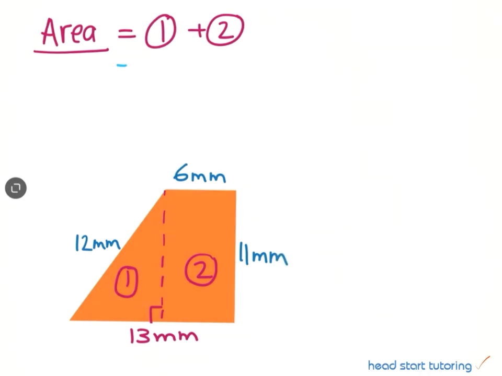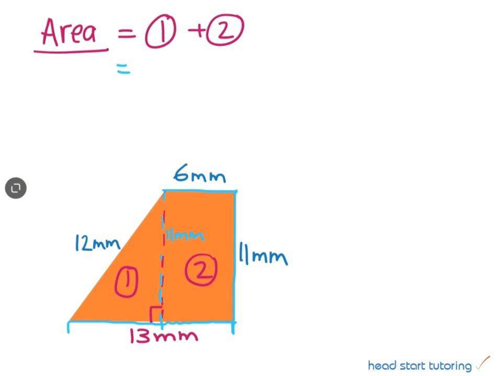So let's start with shape 1. Shape 1 is a right-angled triangle. Remember that the formula for the area of any triangle is half the base times the height, and the height and the base need to be perpendicular to each other. So there's our height, and because we know that this here is 11 millimeters, then our height here is also going to be 11 millimeters. Right, and then we've got our base over there. We know that from there to there is 13 millimeters, and this line there is 6 millimeters.